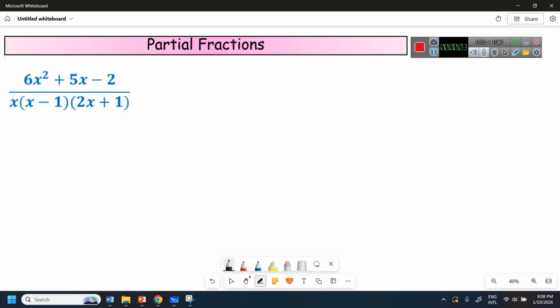So we want to split the following algebraic fraction into partial fractions. The denominator has 3 different linear factors. We can split that into A over x plus B over x minus 1 plus C over 2x plus 1.